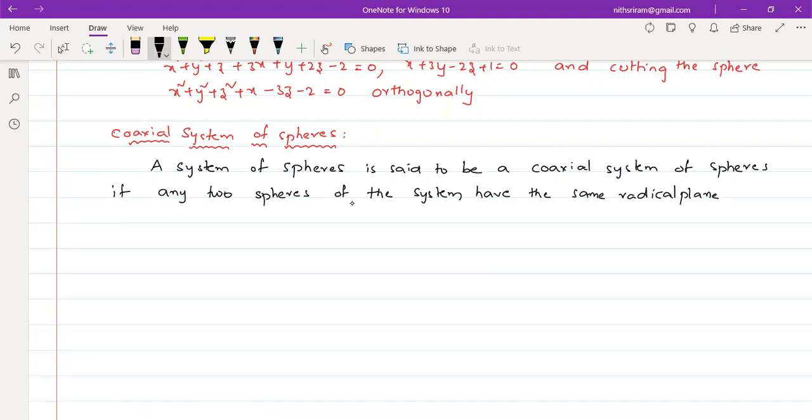Here, how can we find the radical plane? Suppose we have two spheres S1 and S2. If we subtract those two spheres, then we get a radical plane. In that way, we can find the radical plane. So coming to note point 1.